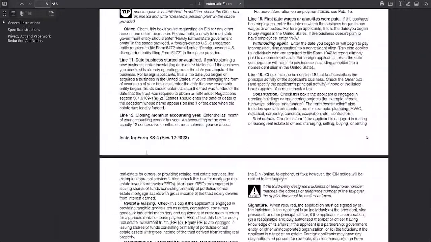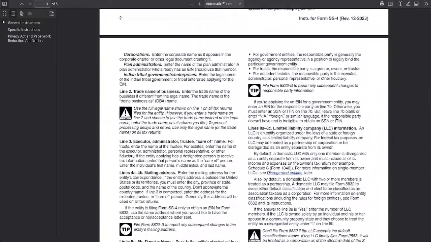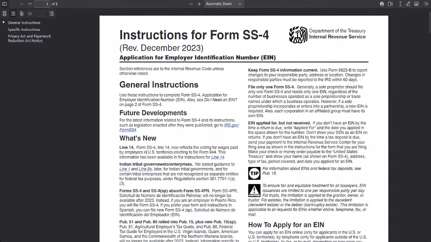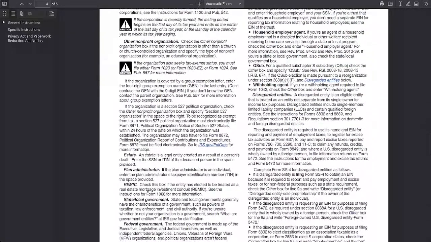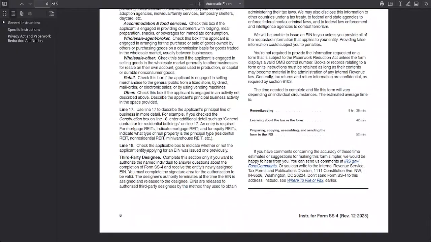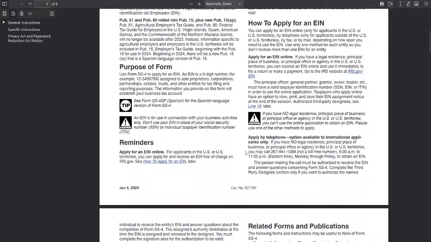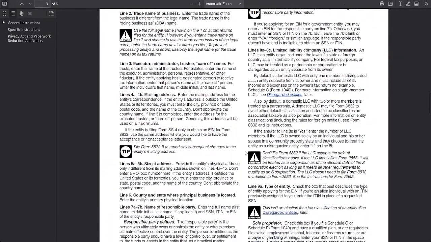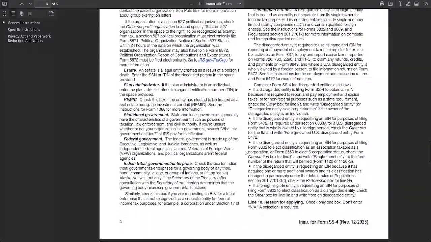So, if I remember correctly, where is it? Where'd it go? I don't see it. Did they change it? They might have changed it. But they used to have addresses. They're like, if you live in this state, you send it here. If you live in this state, you send it here. But this might be how to apply. Hold on. Related forms. Specific instructions, right? And there's the lines, personal service, disregarded entities.